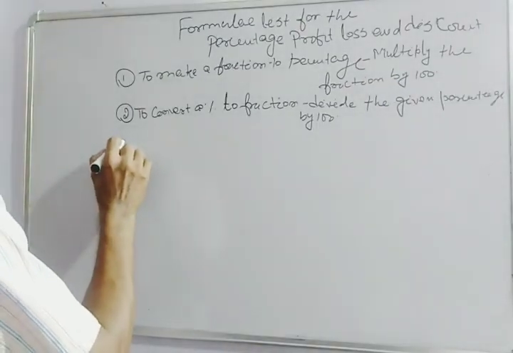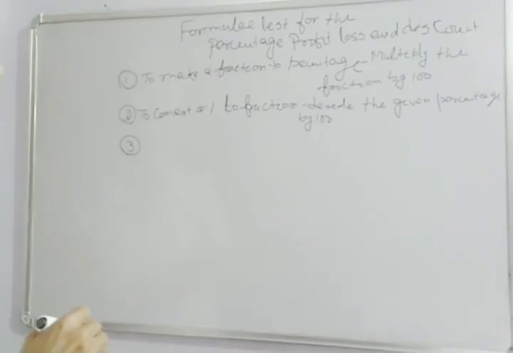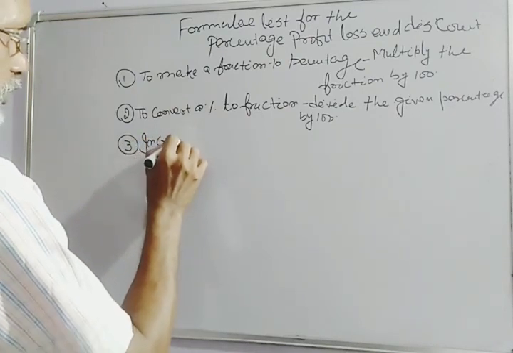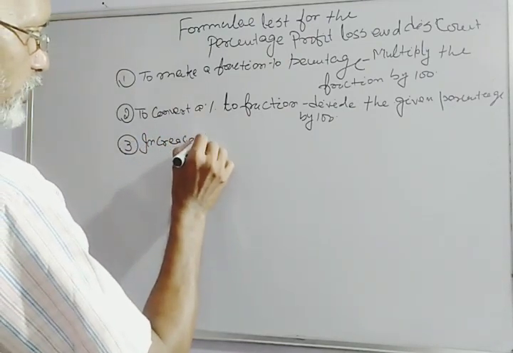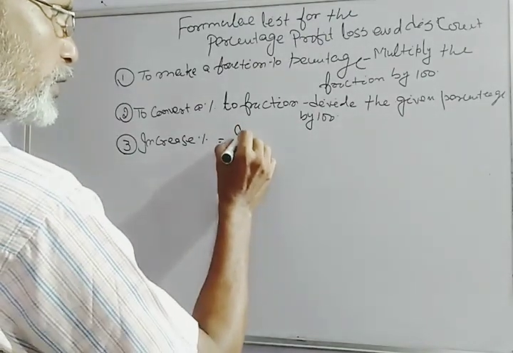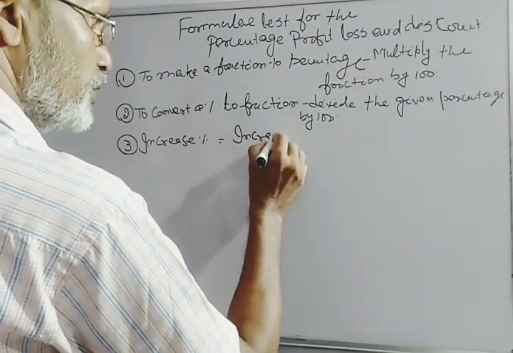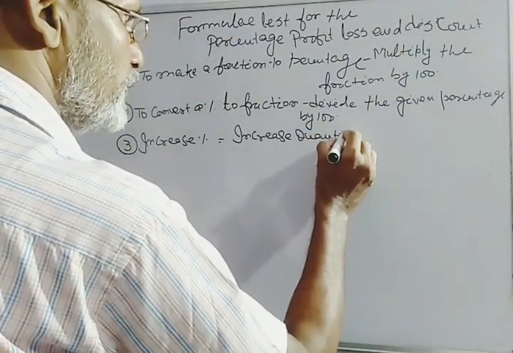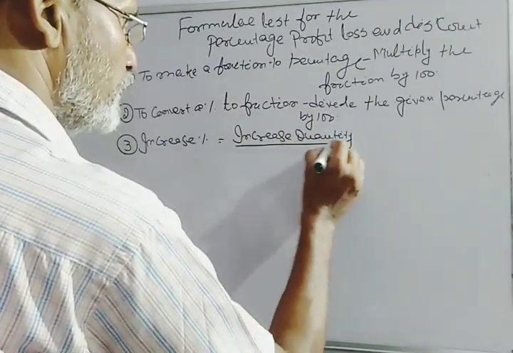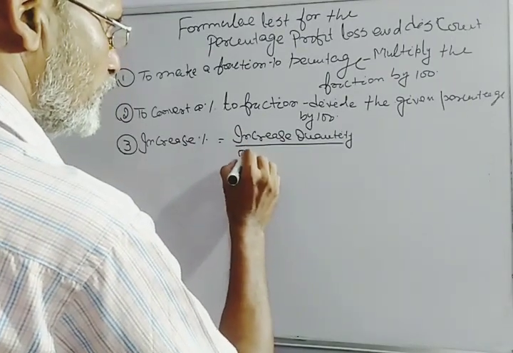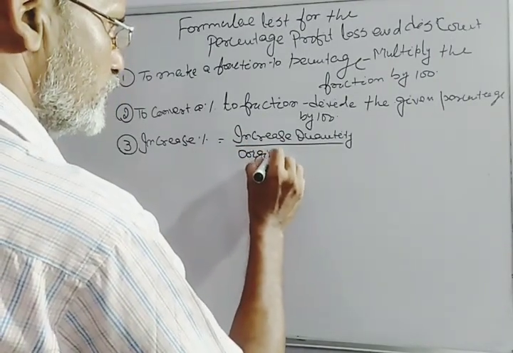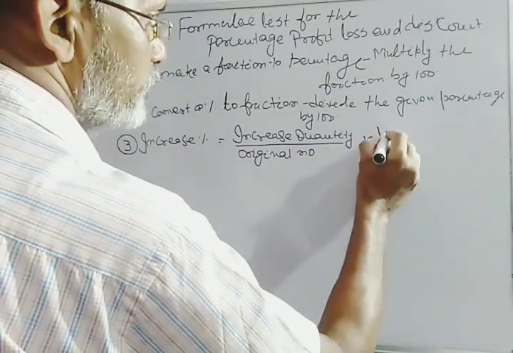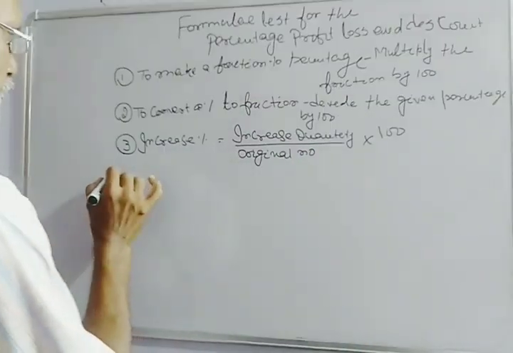Then number 3, to find out the increased percentage. This is equal to increased quantity by original number into 100.